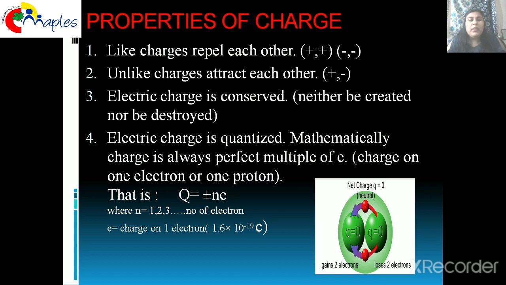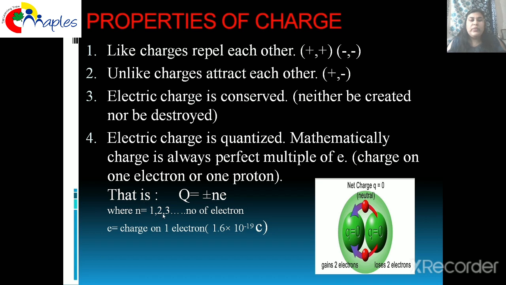Now the next point is electric charge is quantized. Quantized means what? Mathematically, charge is always a perfect multiple of e. e is here the unit of charge, one unit of charge, the charge on one electron or one proton. So basically we give the formula q equals plus minus ne. I put both signs here, plus and minus: plus for the protons and minus for the electrons.